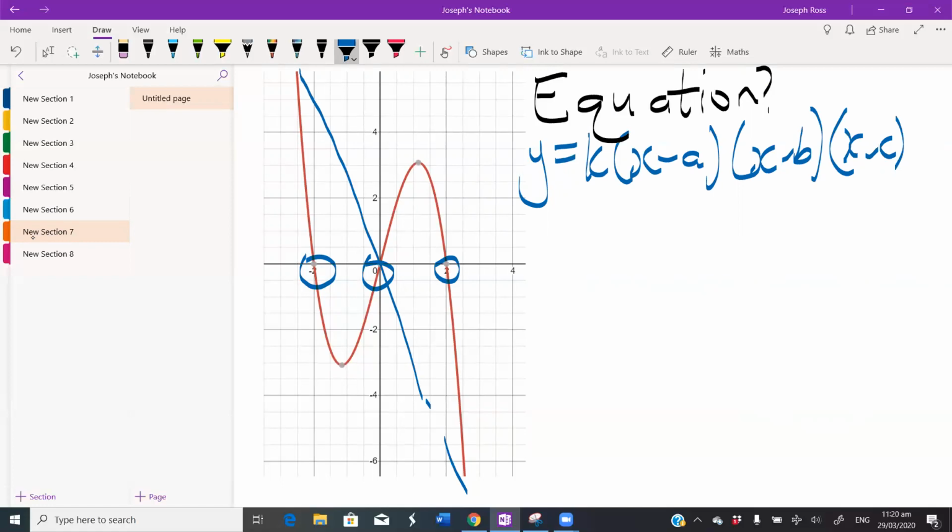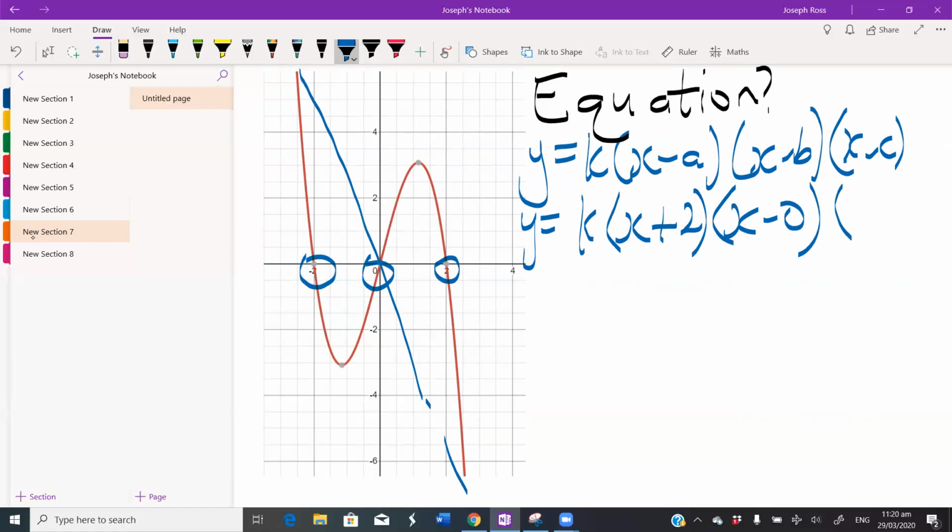If we put our x-intercepts into that, we get y equals k times (x minus -2), which is x plus 2. The middle x-intercept is 0, and then we've got (x minus 2) due to that third x-intercept.